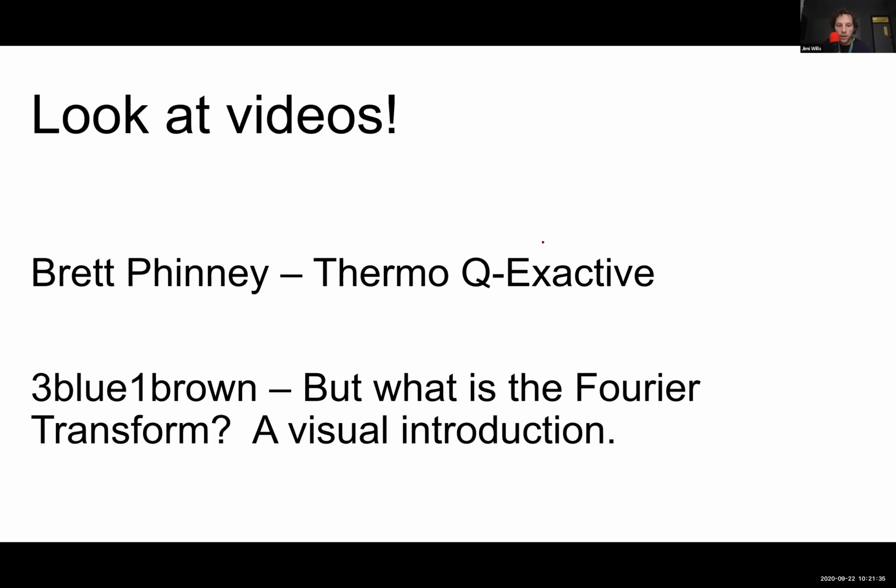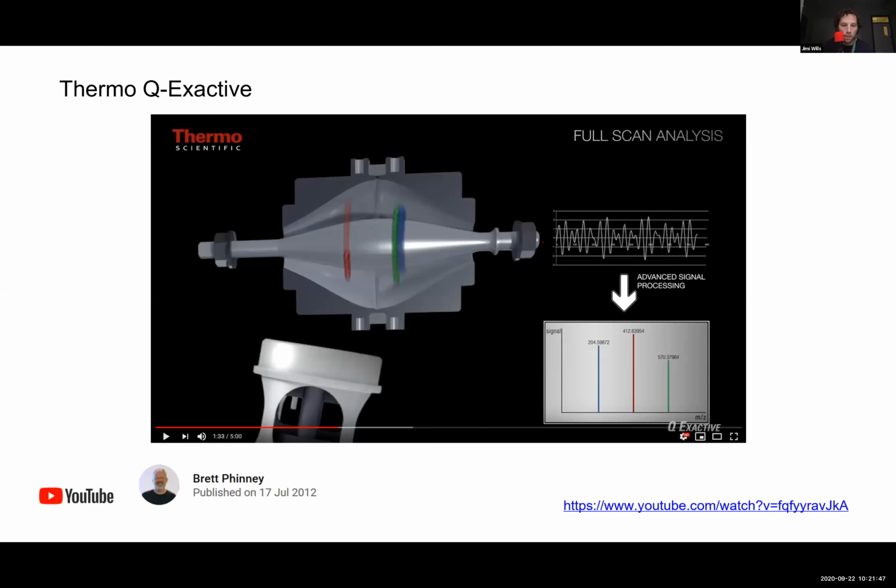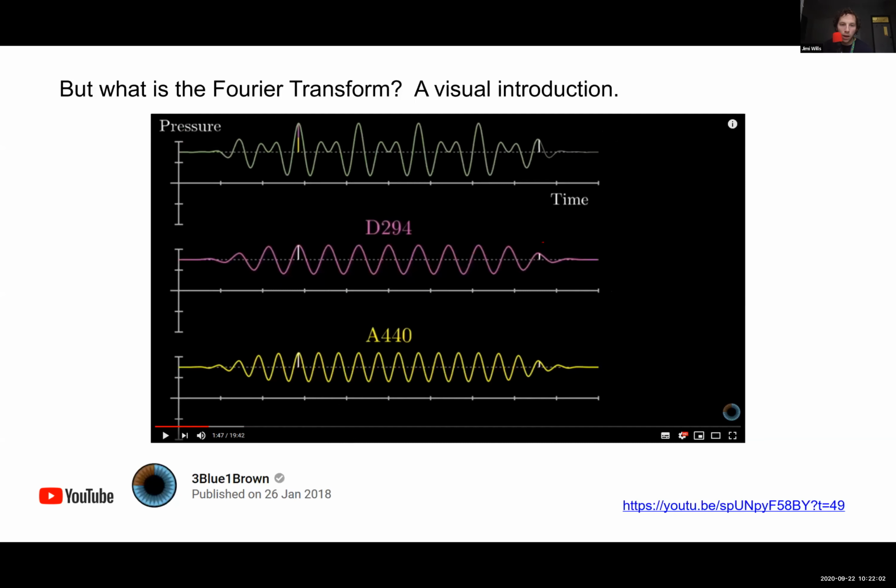And the second is 3Blue1Brown's "But what is the Fourier transform? A visual introduction." This is a really, really lovely piece of work, I have to say. The Q Exactive video shows you the journey of the ions through the mass spec, with a nice animation of how these discrete bands generate this complex waveform. And what the 3Blue1Brown video shows you is how that complex waveform can then be decomposed into its individual frequencies.